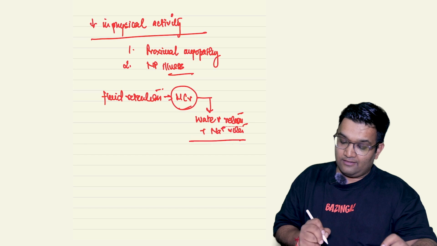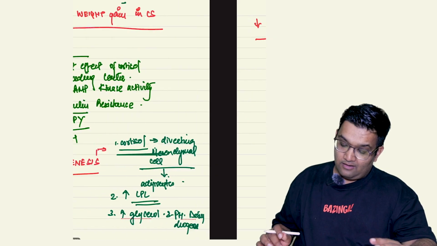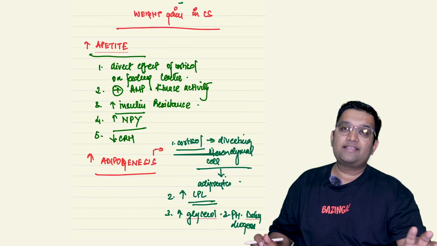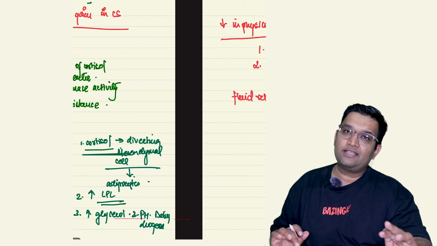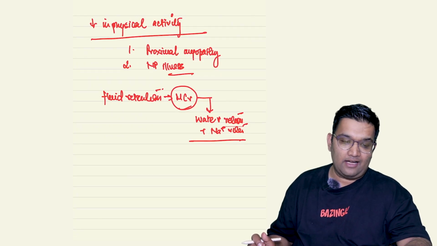These factors are going to cause an increase in weight. So what are they? One is your increase in appetite. There is increase in the adipogenesis. Third is fluid retention. Fourth is going to be your decrease in physical activity.